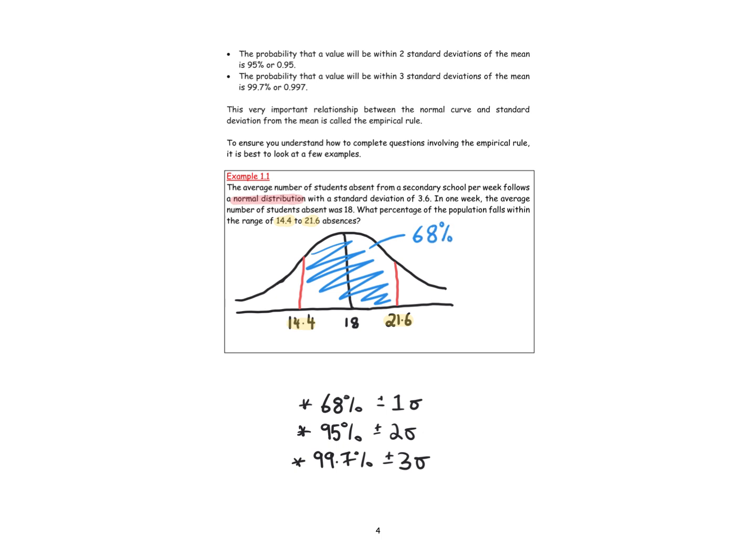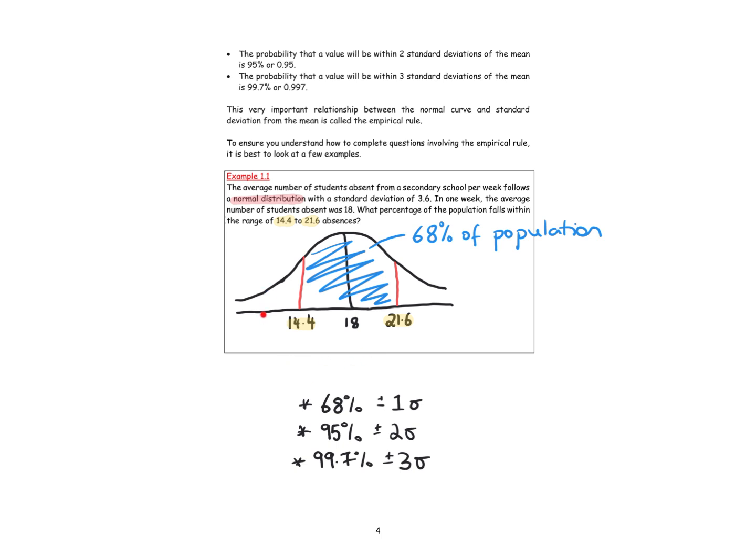Therefore, it says what percentage of the population falls within the range 14.4 to 21.6. So the answer for this question is 68% of the population. As 68% of the population will be between 21.6 and 14.4. To put that into context, what the question is talking about here is the average number of students absent from a secondary school per week. Therefore, 68% of the time, between 14.4 and 21.6 people are absent on average per week.